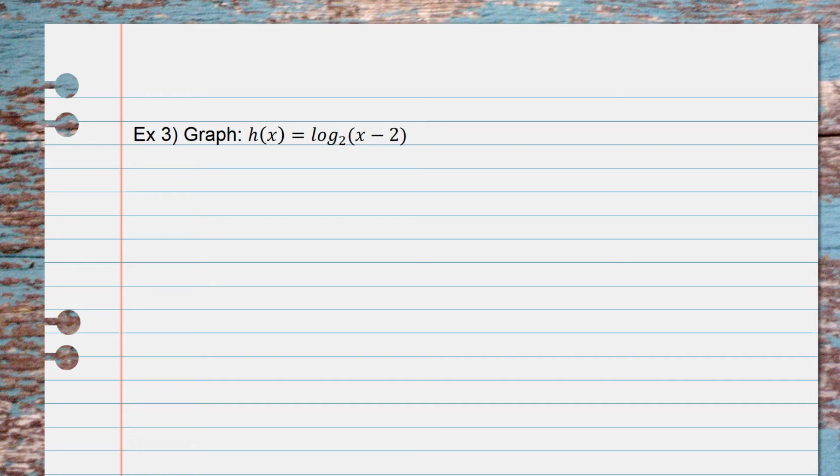Example 3, graph the function h of x equals log base 2 of the quantity x minus 2. Now, notice this notation. There's something inside the function. When something's inside the function, we think there may be a horizontal shift. In this case, I think it might shift to the right 2 units. So just keep that in mind whenever we get to the graphing part.